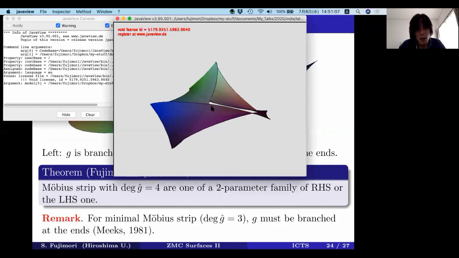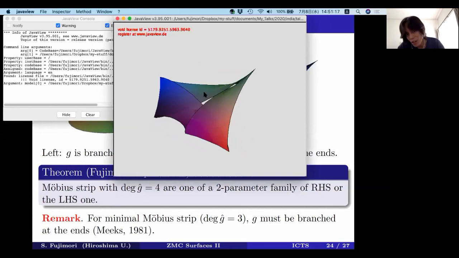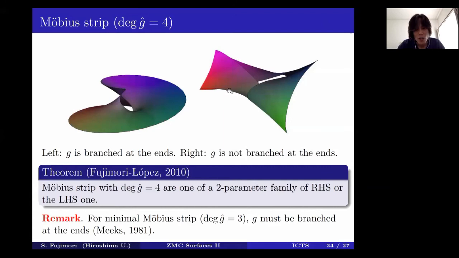It looks like this. This is a very symmetric case, but there is also a non-symmetric case. Actually, we have a two parameter family of this kind of surface, if we assume that G is not branched at the end. So this is a different result from the minimal surface case.